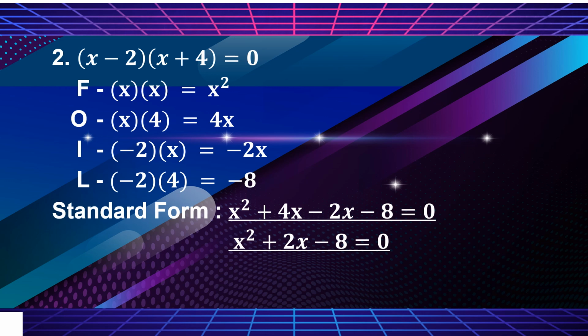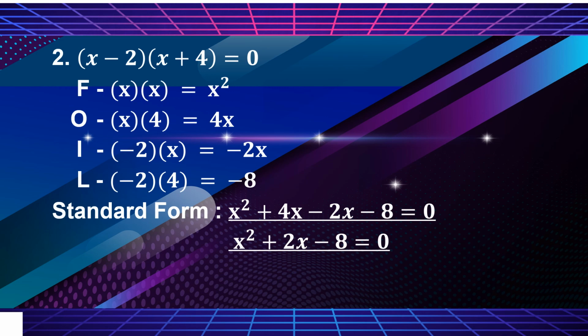Now let's proceed to O, the outer terms, meaning the terms located at the outer sides of the equation, which are x and 4, and x times 4 is equal to 4x. Next, the inner terms. These are the terms in the middle. So these are negative 2 and x. Negative 2 times x is negative 2x.